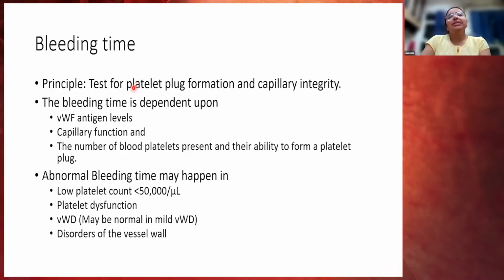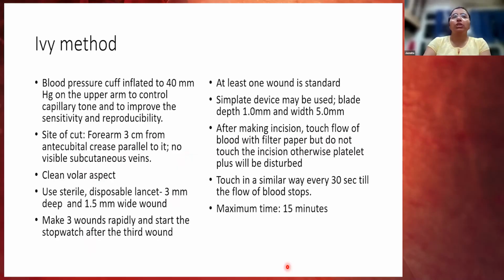So bleeding time is a test that basically tests the primary hemostasis, the testing for platelet plug formation and capillary integrity. So it is dependent on the VWF antigen, the capillary function, the platelet count, as well as the platelet function, which means not just the count, but the part that these platelets are able to adhere and then aggregate. So an abnormal bleeding time can happen in all these situations. When you have thrombocytopenia less than 50,000, when you have platelet dysfunction, when you have severe or at least moderate von Willebrand disease, or when you have disorders of the vessel, which means it is not a specific test for only platelet function disorder.